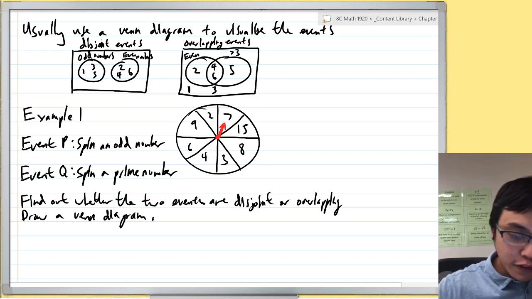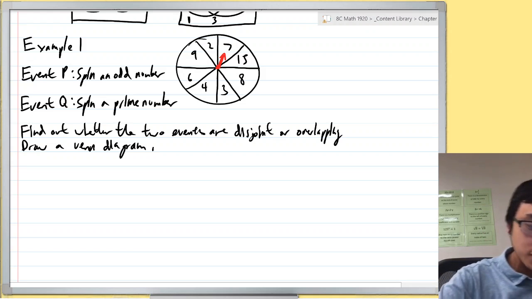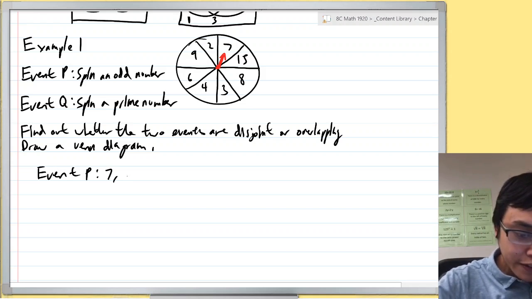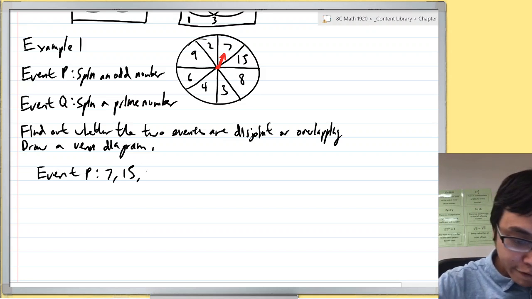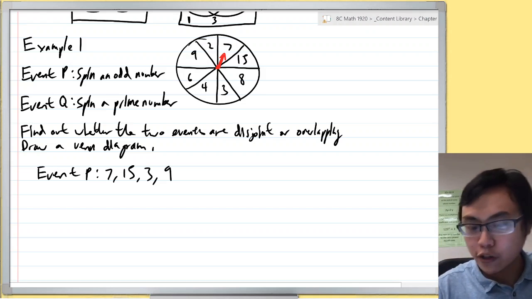So first of all, in order to find out whether they are overlapping or disjoint, we want to list out the outcomes for each of the events. So in event P, what are all the odd numbers? Where are the odd numbers? We have 7, we have 15, we have 3, and we have 9. I'm just going in order clockwise starting from 7.